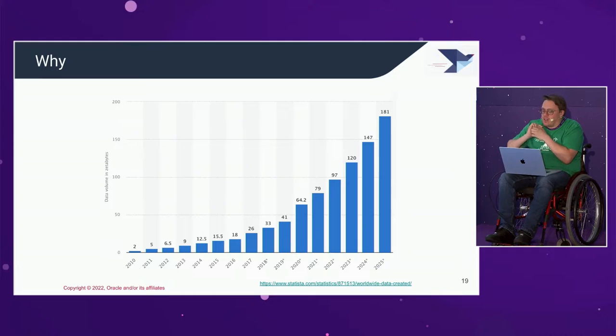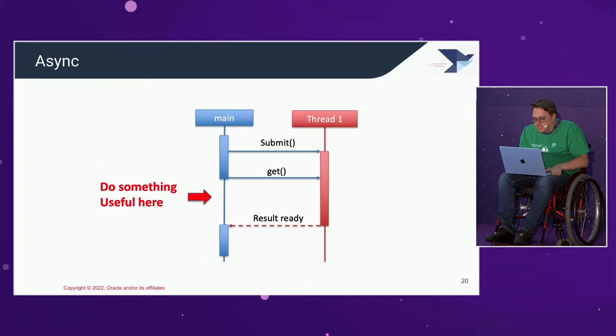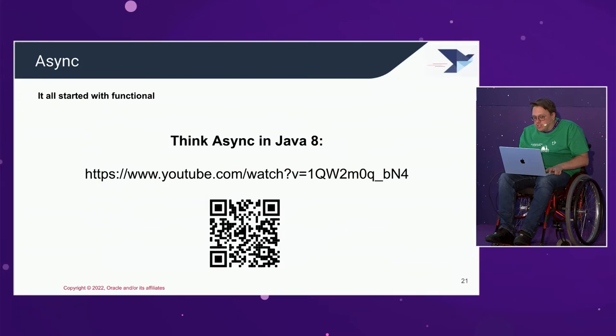So that's why we have to optimize our environments. And that's why when we try to do this optimization, we quite often switch to asynchronous development. I have a special talk about this, Think Async in Java 8. It is quite an old talk, but it gives you a good overview of how it's actually solved with a Java 8 feature called CompletableFuture. And I think this was actually the first step for us to start utilizing the resources that we have better.